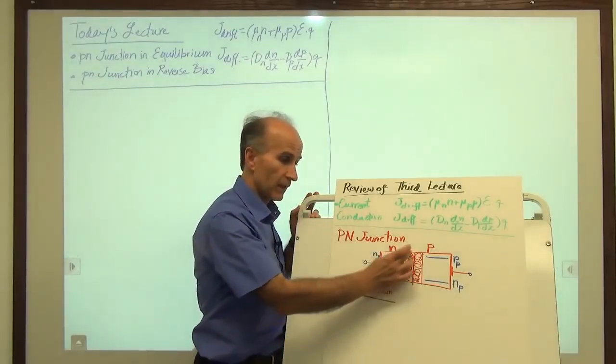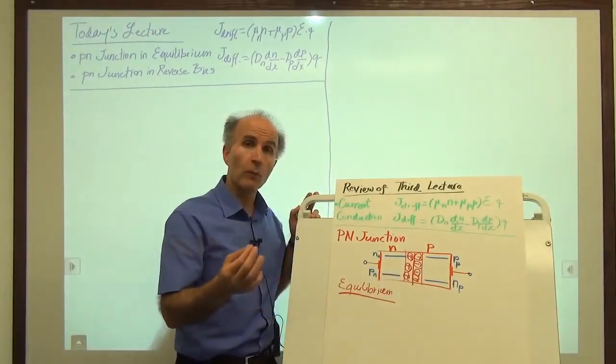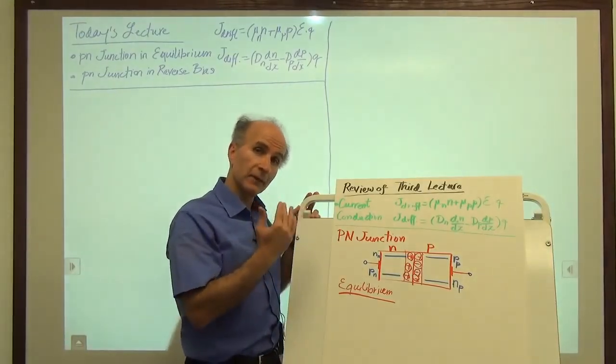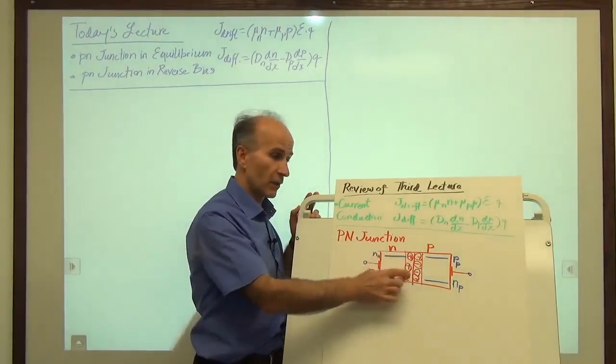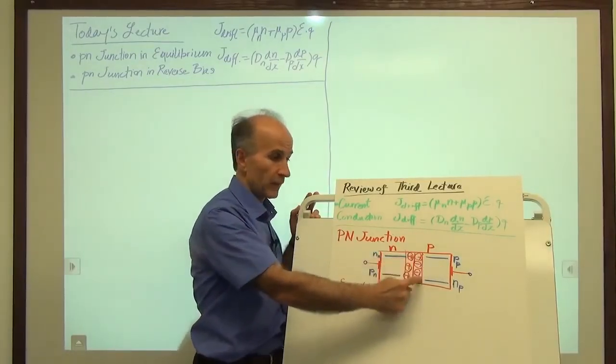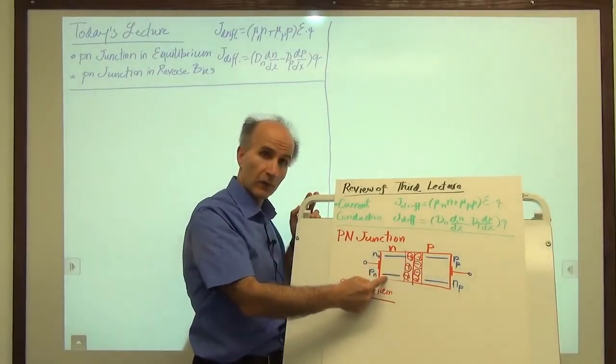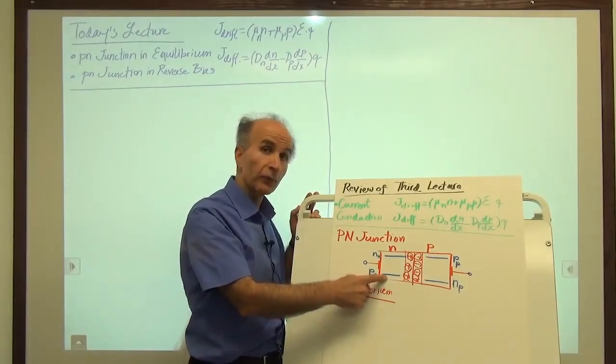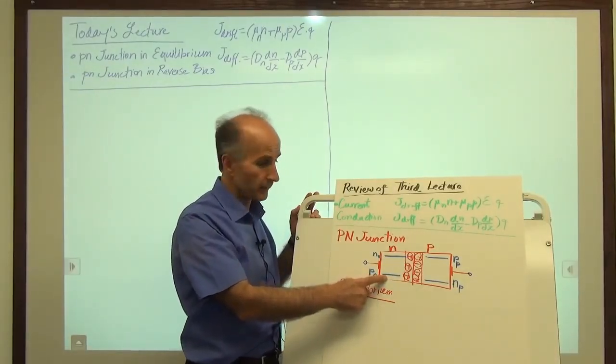This region has no mobile charge carriers because all of the mobile carriers left. The electrons in this region went to the right. The holes in this region went to the left. So it's called a depletion region because it is depleted of free charge carriers.